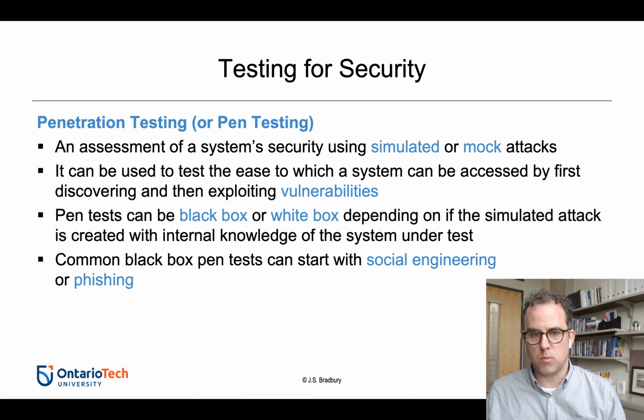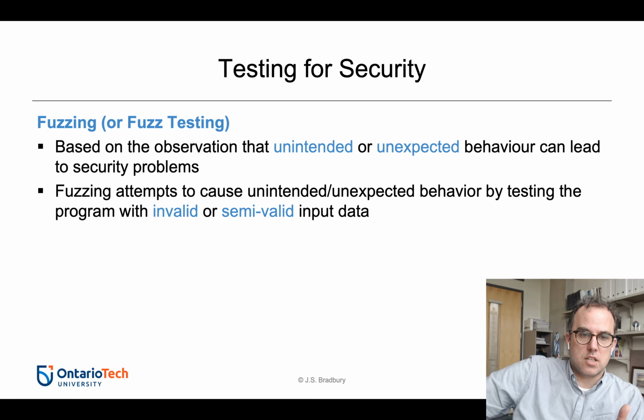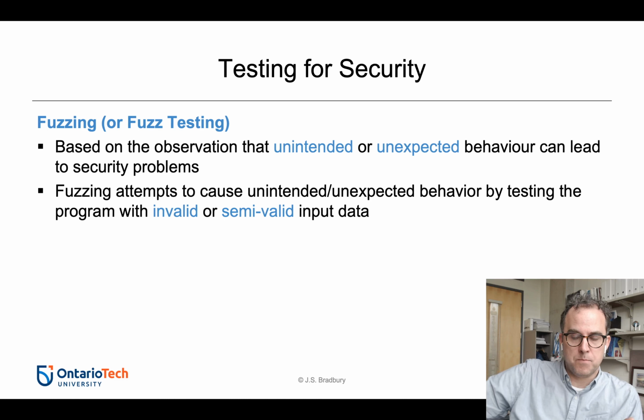So pen testing can be white box, black box, and is manual and requires expertise on the part of the tester. Another type of testing you can do for security is an automated technique called fuzzing. Fuzzing, or fuzz testing, is similar in some ways to what we learned previously about shotgun testing, where we're trying a whole bunch of random values.